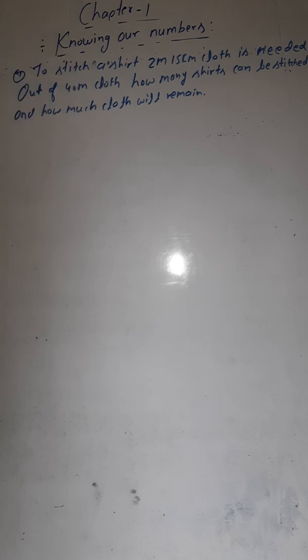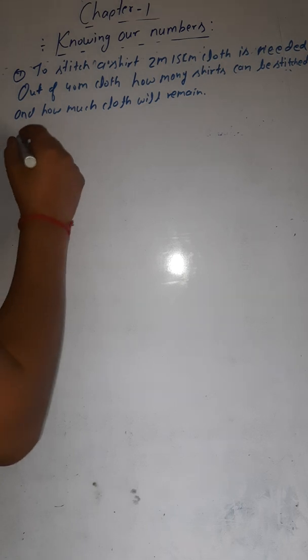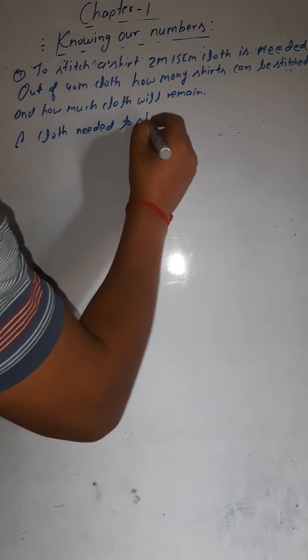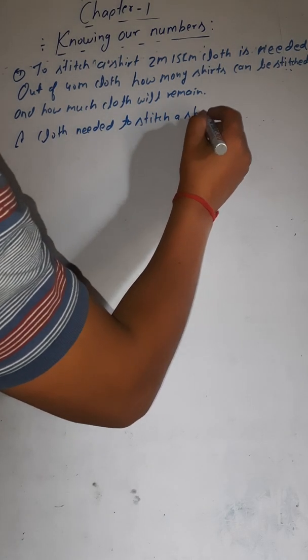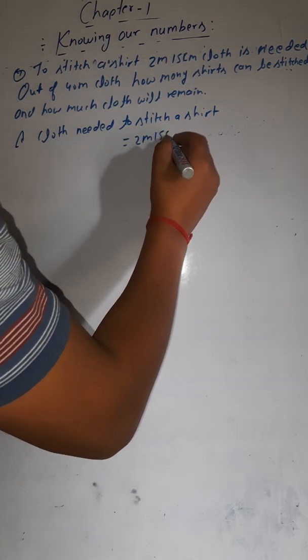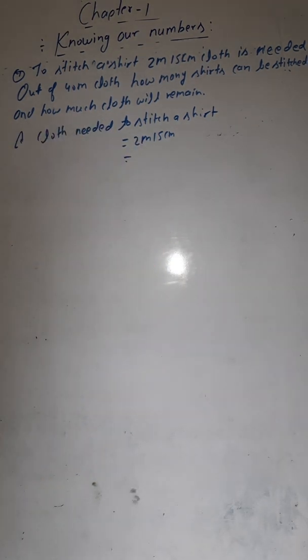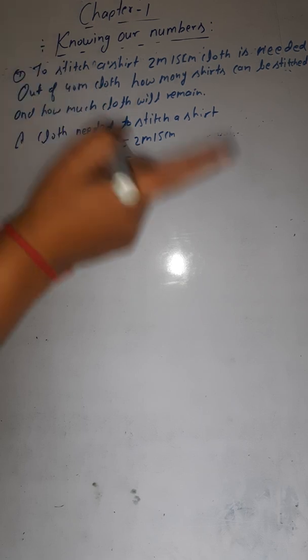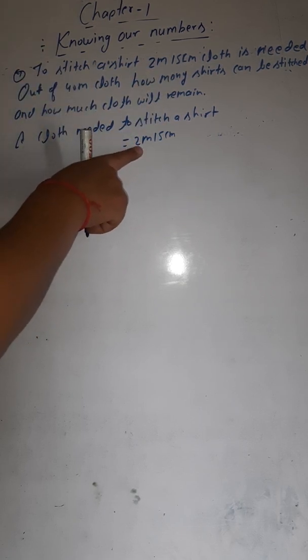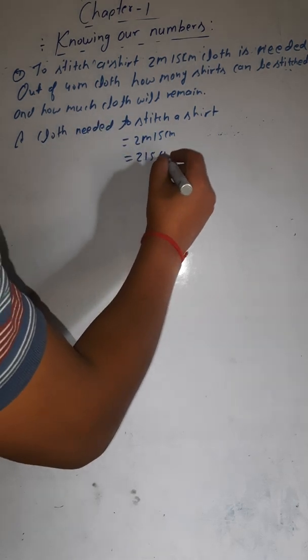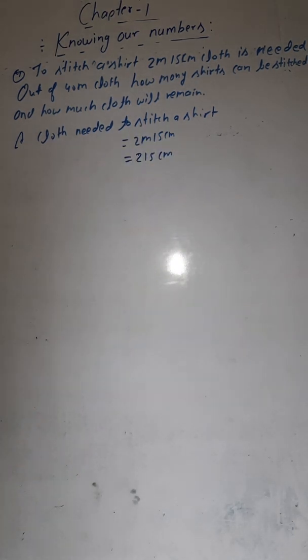First, this way you write the method. Cloth needed to stitch a shirt would be equal to 2 meter 15 centimeter. In centimeter, 2 meter would be equal to 200 centimeter, because 1 meter is 100 centimeter. So 200 centimeter and 15 centimeter, the total would be 215 centimeter. So this much cloth is required to stitch a shirt.